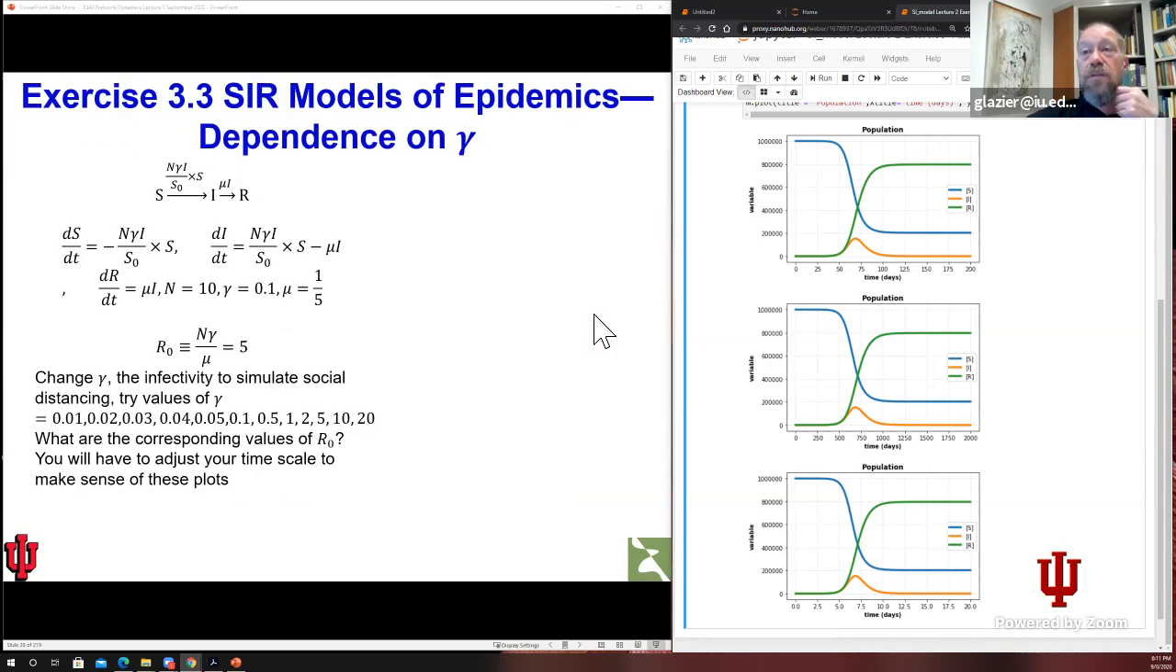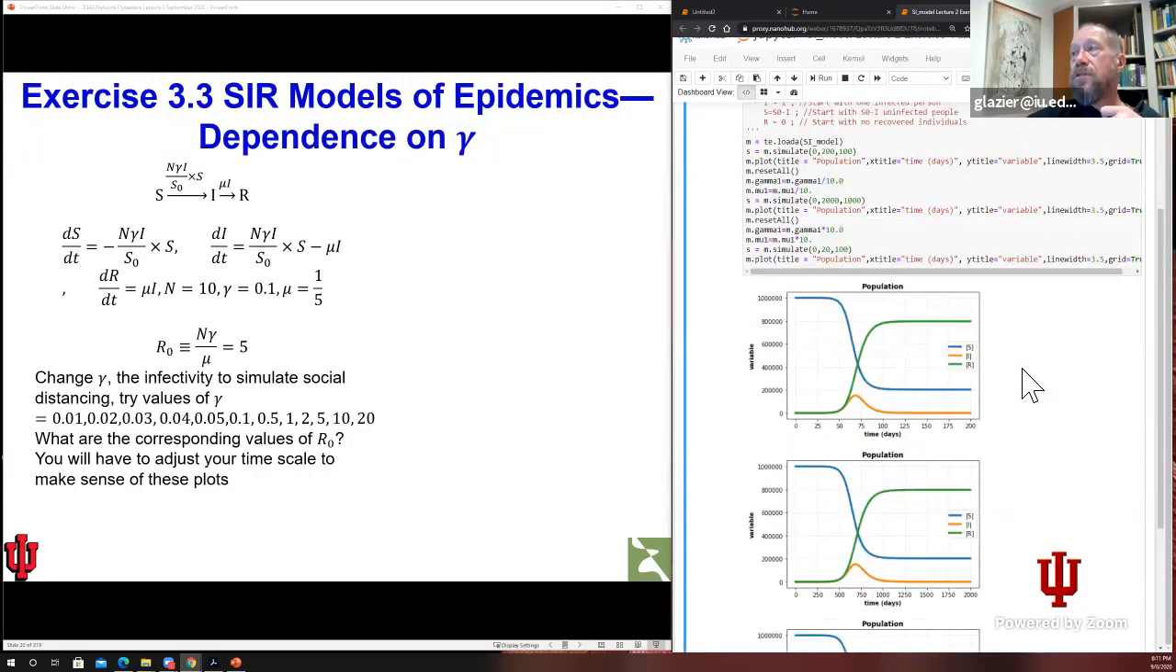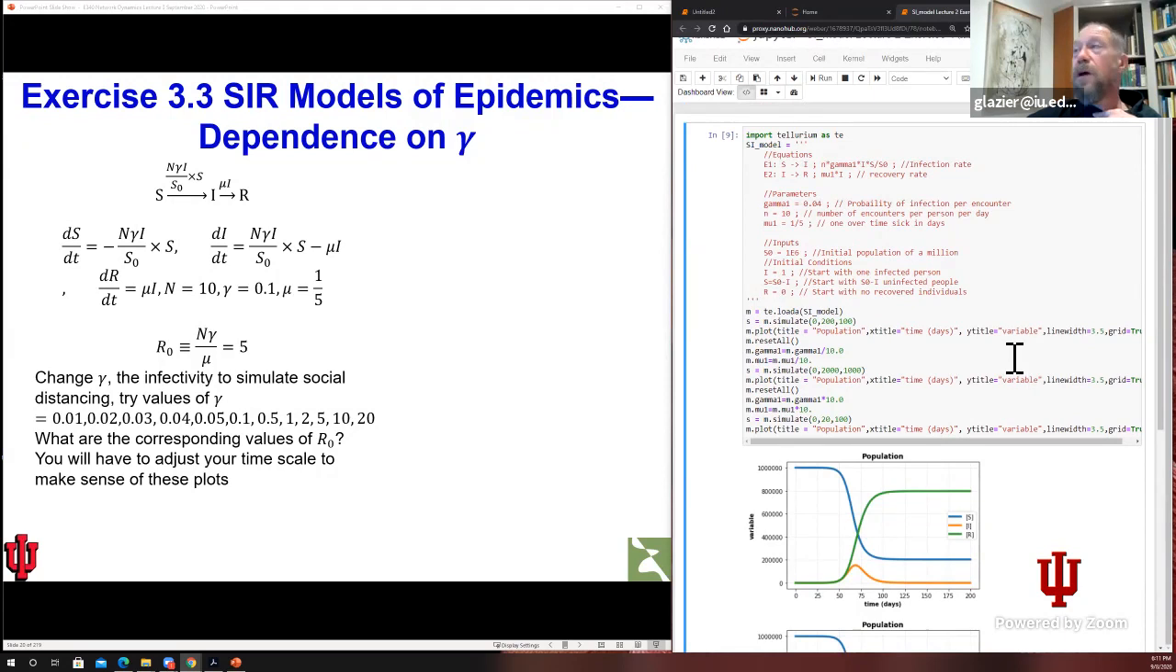Okay, so now let's try changing gamma, and that's where this came from. We don't have to go through all these values of gamma, but let's try changing some. I've suggested some values of gamma you could try. We can do that if you have this code, or we could just do it by hand to begin with.